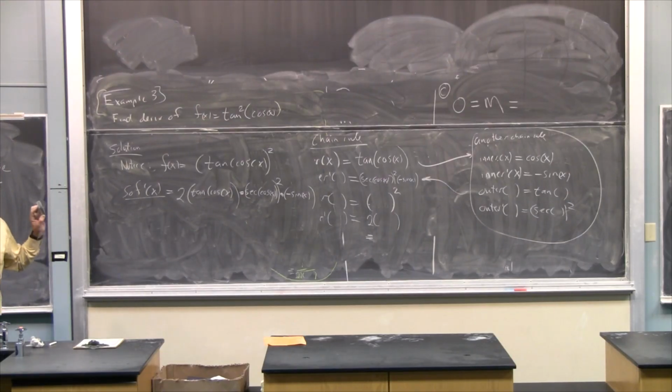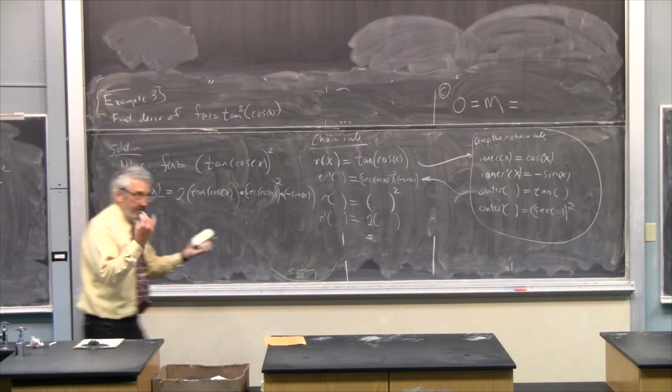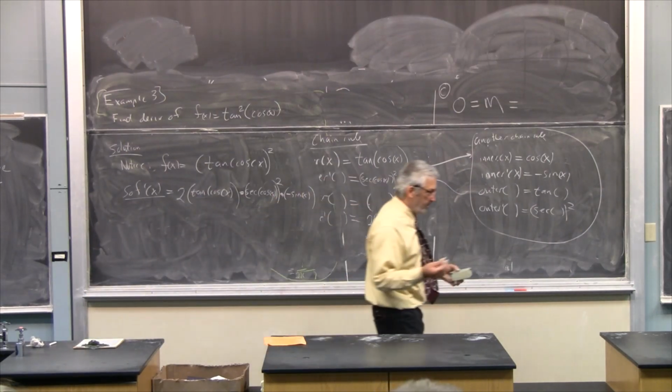You can have problems where you have to use the chain rule more than once. In your homework, you're going to find some other twists. Like there's some problems where you have to use the chain rule and the product rule. And when you're confronted with a function, depending on how it's built, you have to use the appropriate rule.